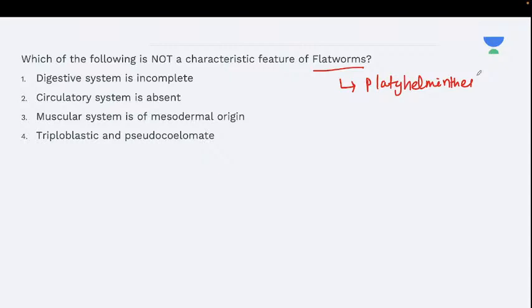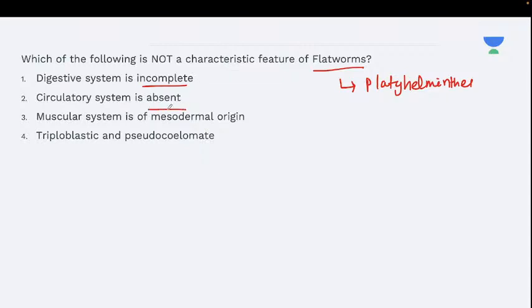Okay, so the first option is digestive system is incomplete. They have a digestive system and it is incomplete. So what is a complete digestive system? In case there is a mouth and anus, both present, then that is known as a complete digestive system. But in platyhelminthes, only one opening is there. The same opening works as mouth and anus. So this statement is correct, the digestive system is incomplete.